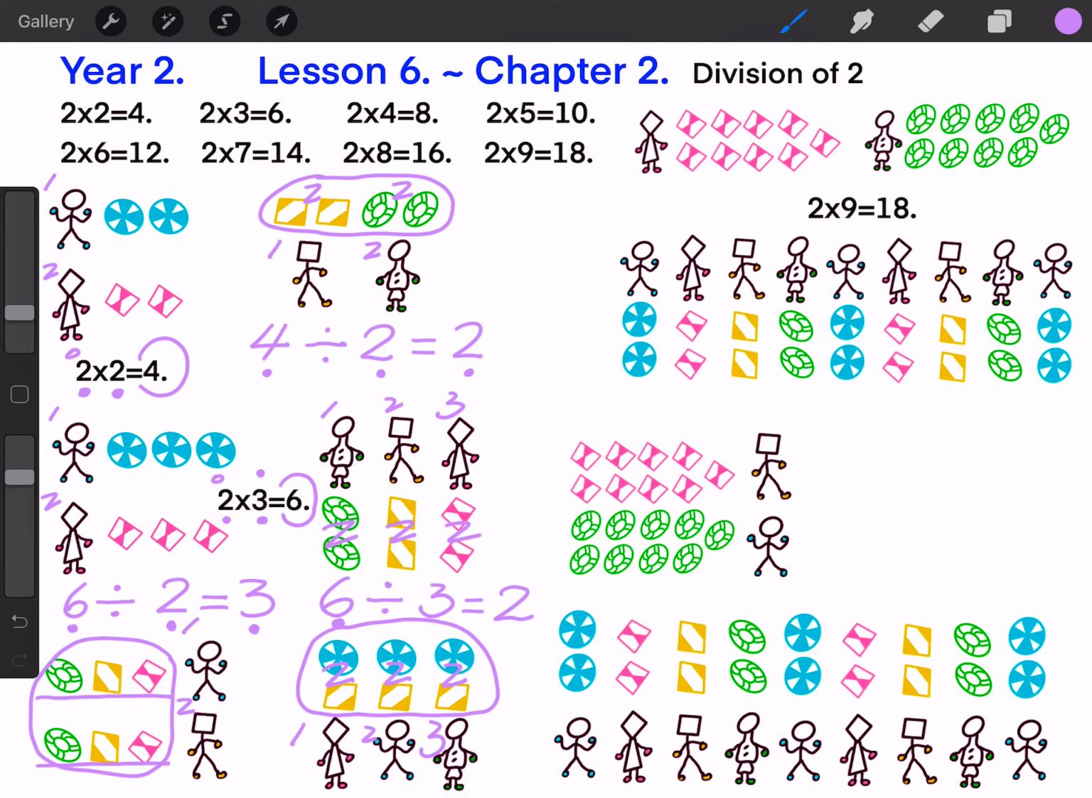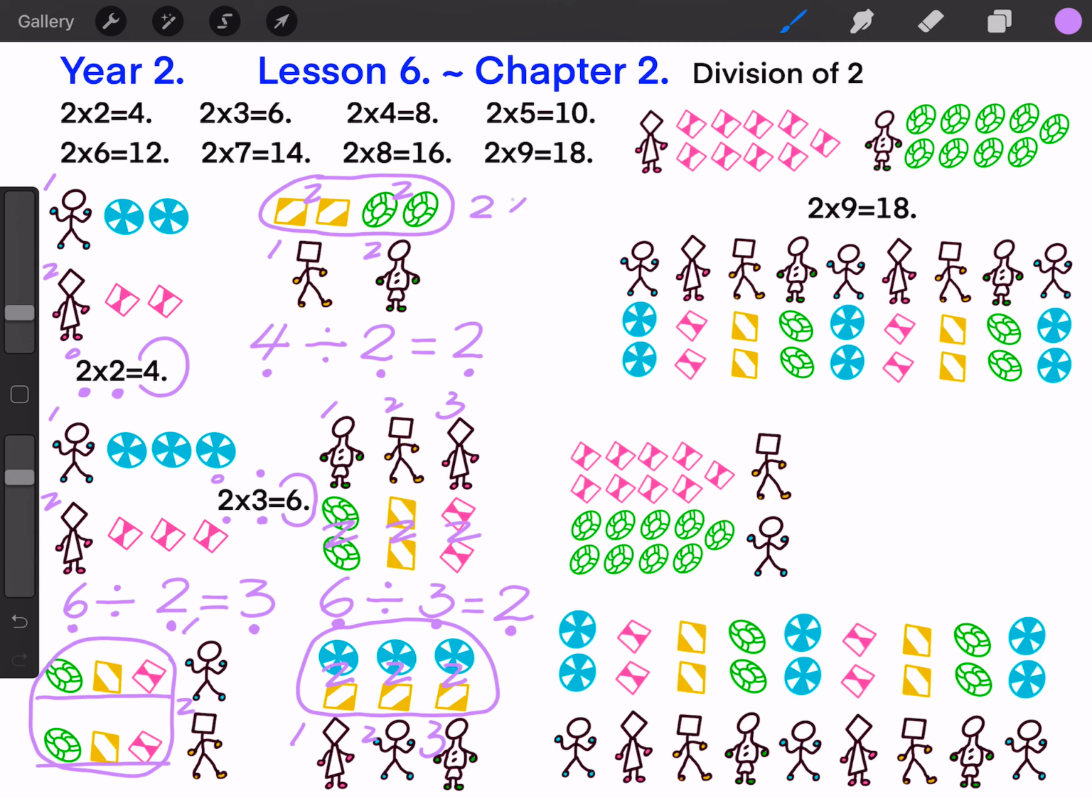6 candies distribute among 3 kids evenly. Each kid gets 2 candies. 6 divided by 3 equals 2. You're welcome to have a try. Try to use kids and candies and then explain.